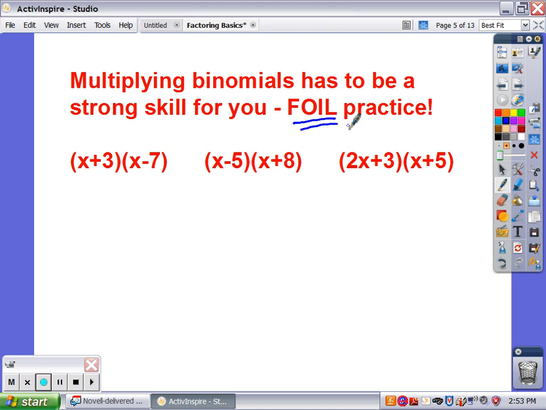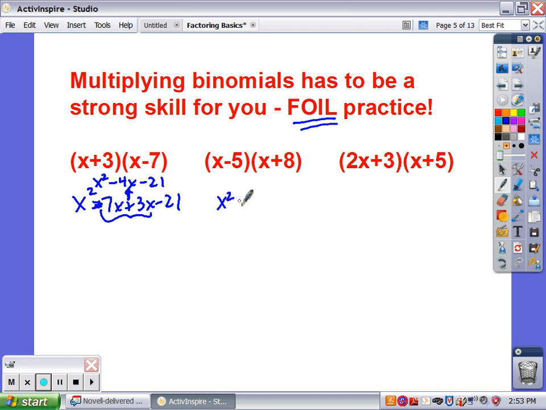Let's practice just basic ones here. I want to be able to say x squared. Now, some people still say minus 7x plus 3x minus 21, but your goal is just to be able to combine that middle term and do it in one step. Make that your goal, to be able to do it in one step.